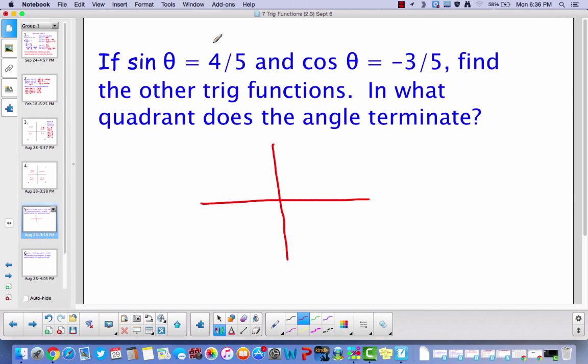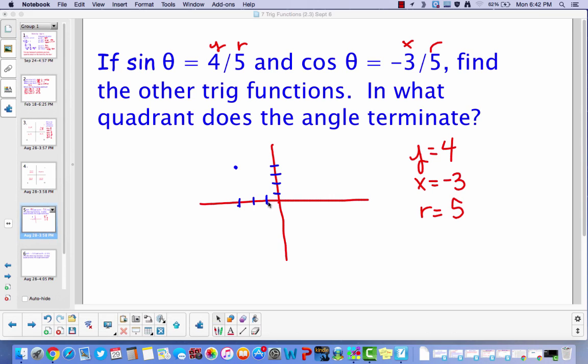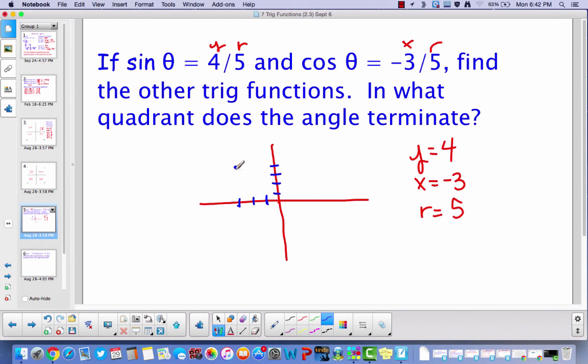Okay. Remember, this is my y, this is my r, this is my x, this is my r. So my y is 4, my x is -3, and my r is 5. So we've come to the left -3, and we've gone up 4, and so we have this point here. This is our right triangle. So this is -3, this is +4, and this is 5.